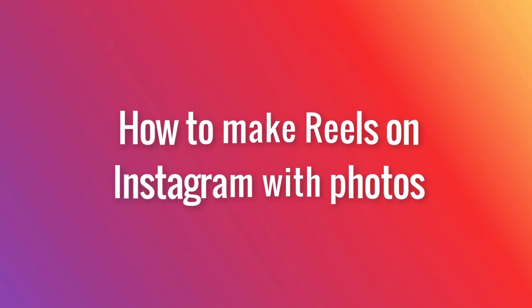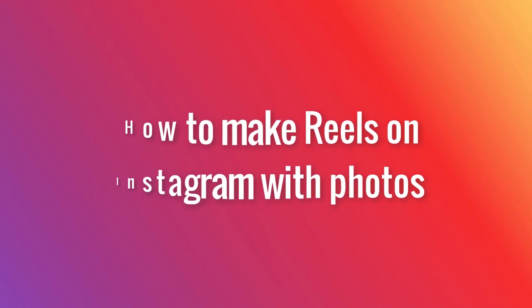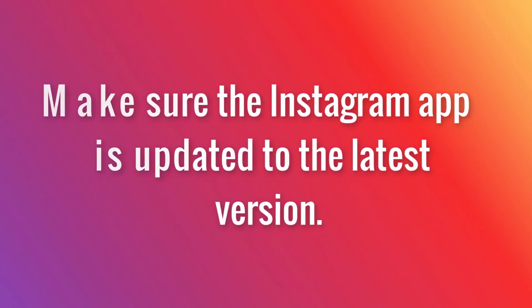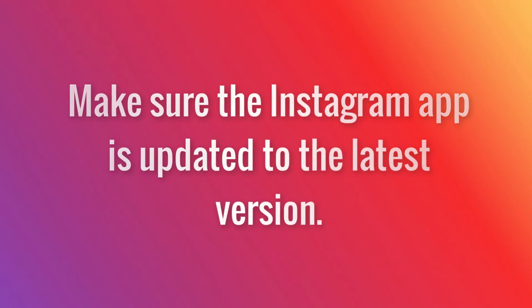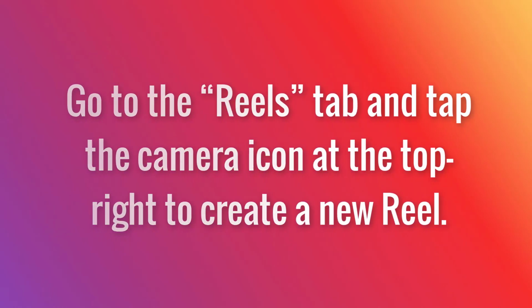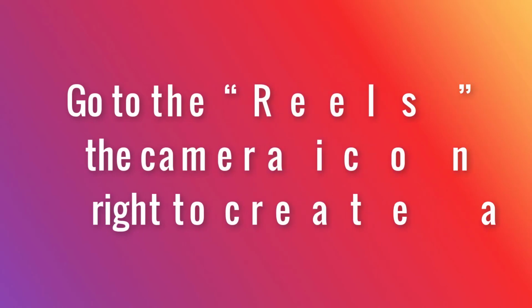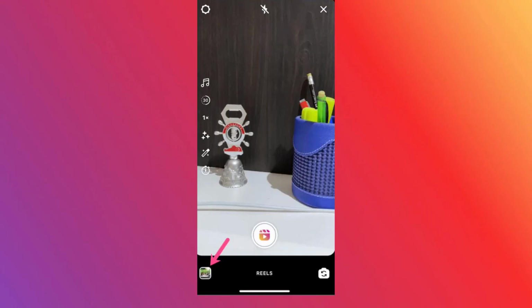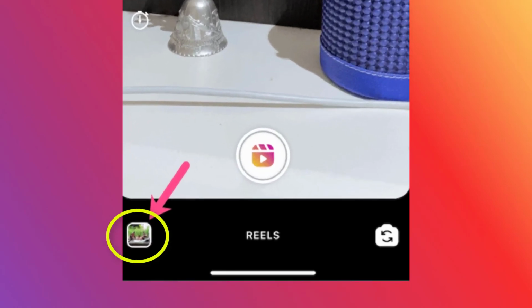First, how to make Reels on Instagram with photos. Make sure the Instagram app is updated to the latest version. Next, go to the Reels tab and tap the camera icon at the top right to create a new reel. Swipe up on the screen or tap the gallery icon at the bottom left corner.